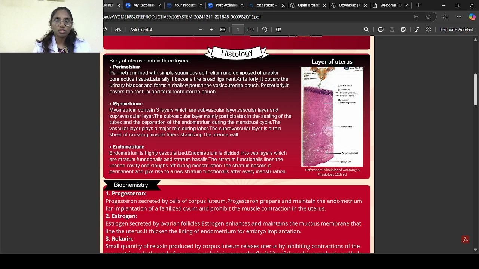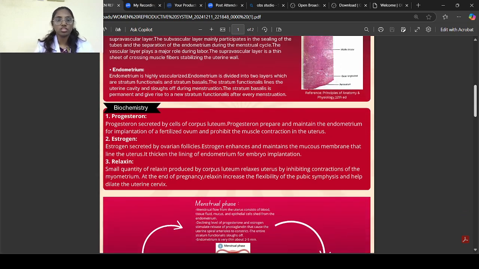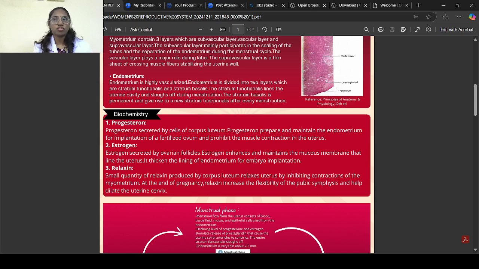Now let's focus on the biochemistry of the uterus. In biochemistry of the uterus, we're going to mainly talk about the hormones. The hormones we're going to talk about are progesterone, estrogen, and relaxin. Progesterone is secreted by cells of the corpus luteum. Progesterone prepares and maintains the endometrium for implantation of a fertilized ovum and prohibits muscle contraction in the uterus.